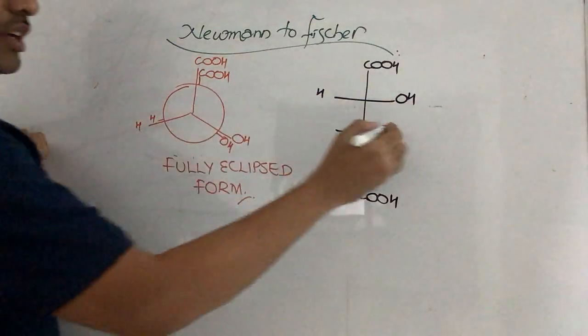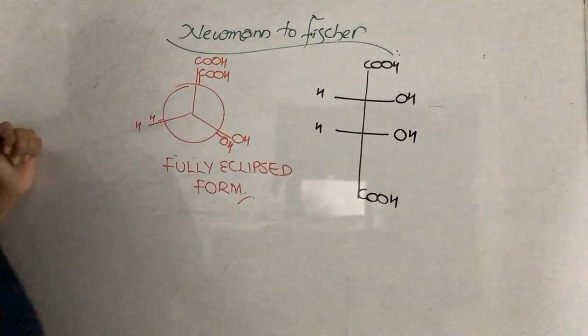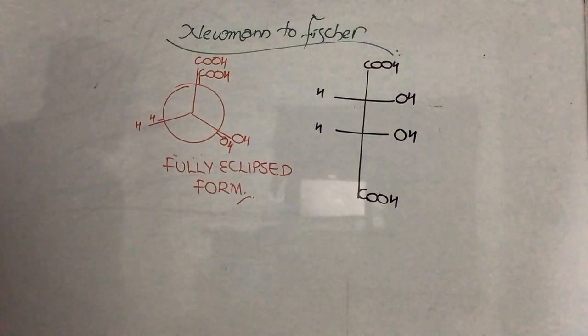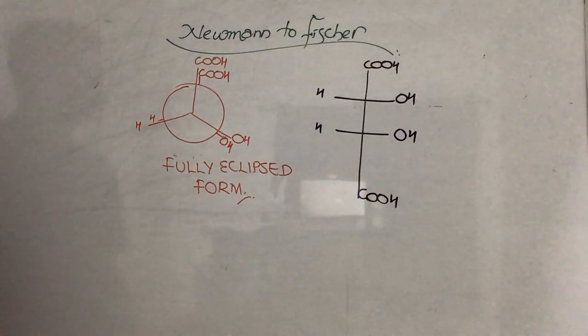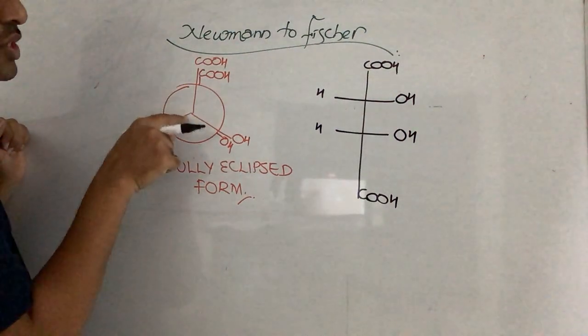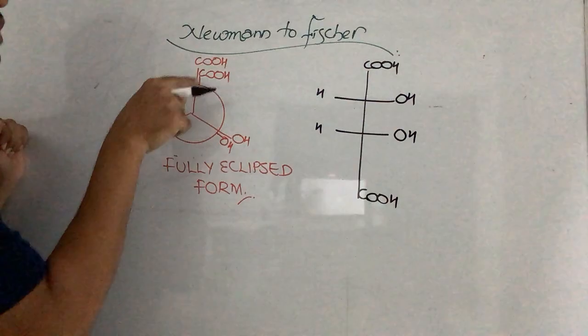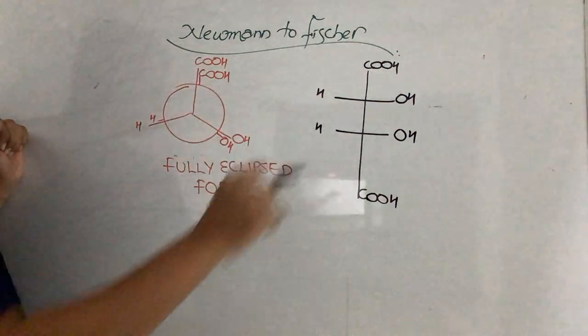OH is on the right side again, right? As it is, you write. No need to change anything. As it is, you need to write. What you need to think is: 1, 2, the third carbon is also here, the fourth carbon. This is all one line.